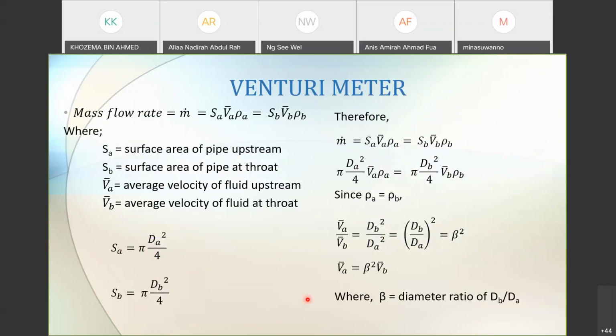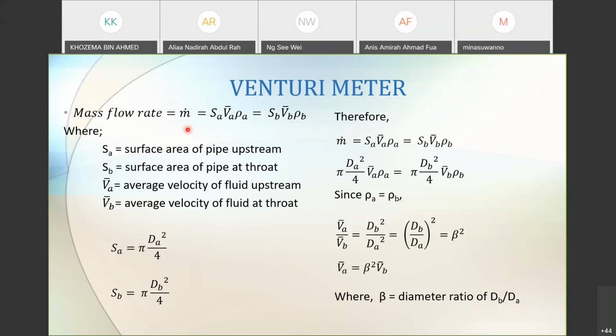So here we do some more modification to the equation. Now if you look at here, we say that the mass flow rate m dot is equal to SA VA rho A is equal to SB VB rho B. So we are saying that since the material flowing in the manometer is the same, we can say that the flow rate at point A and point B is the same.